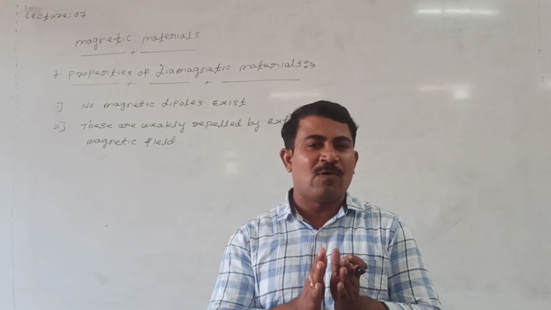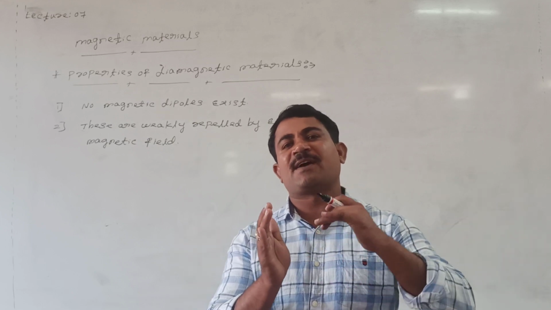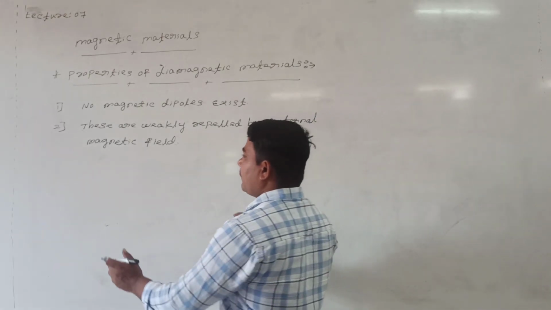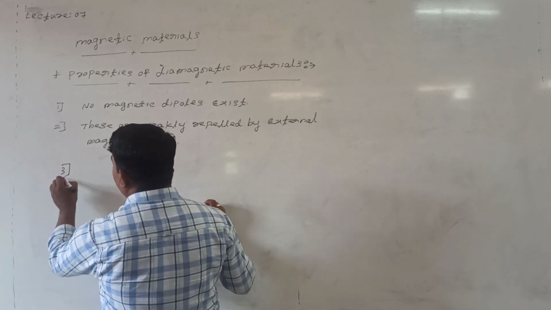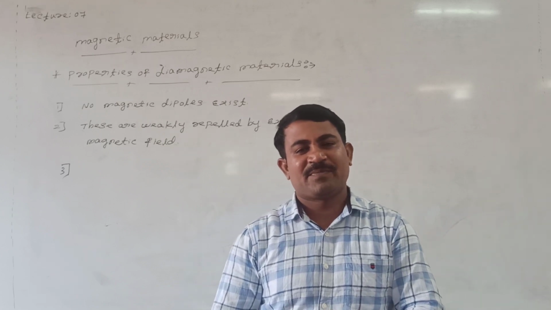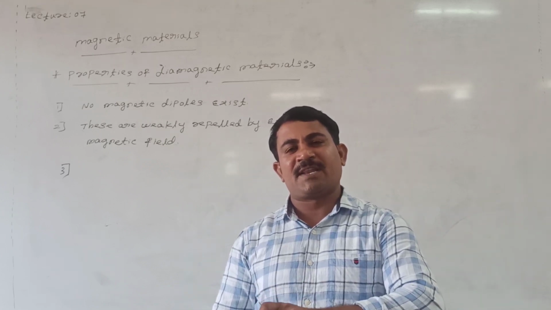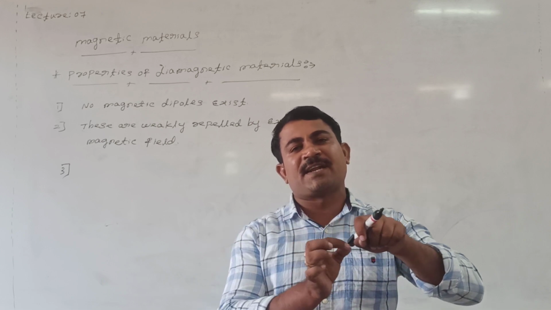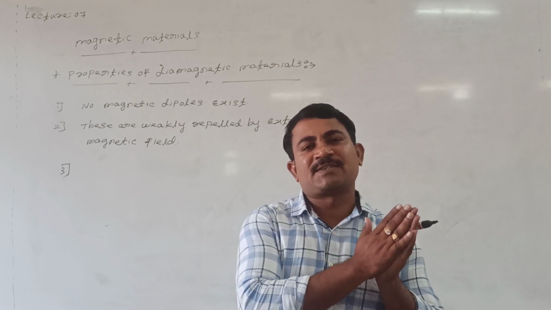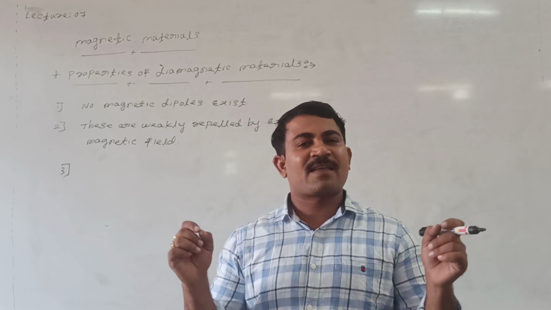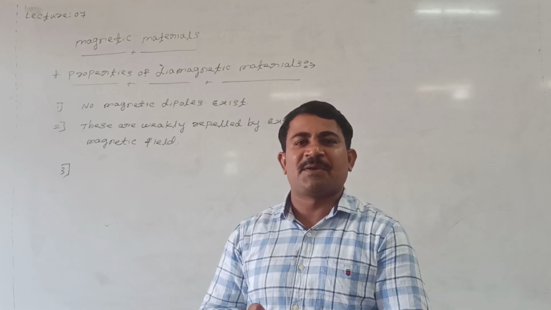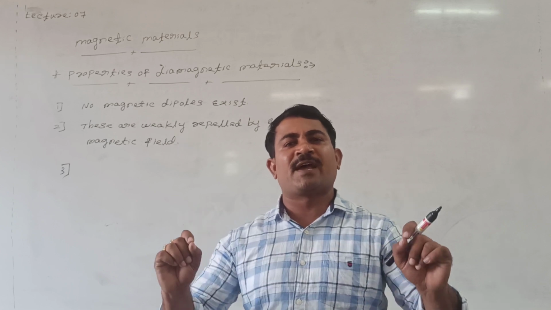pass through it. Almost all magnetic field lines are repelled by these magnetic materials. How does this situation occur? Now we are going to discuss what the magnetic permeability of diamagnetic materials is. Magnetic permeability means the ability of the magnetic material to allow magnetic field lines to pass through it. When a diamagnetic material is placed in an external magnetic field, almost all the magnetic field lines are repelled by it.